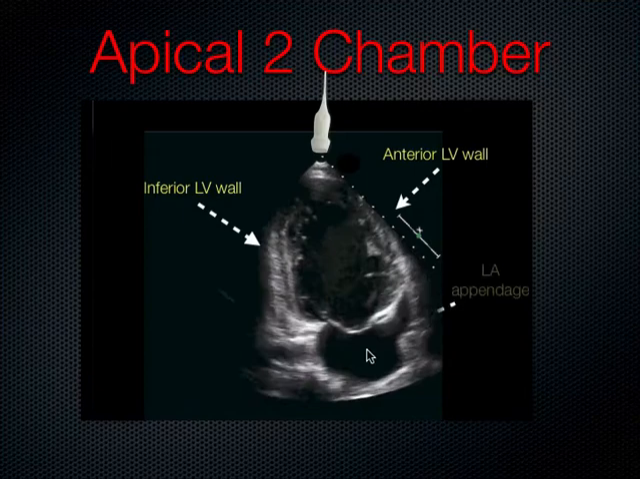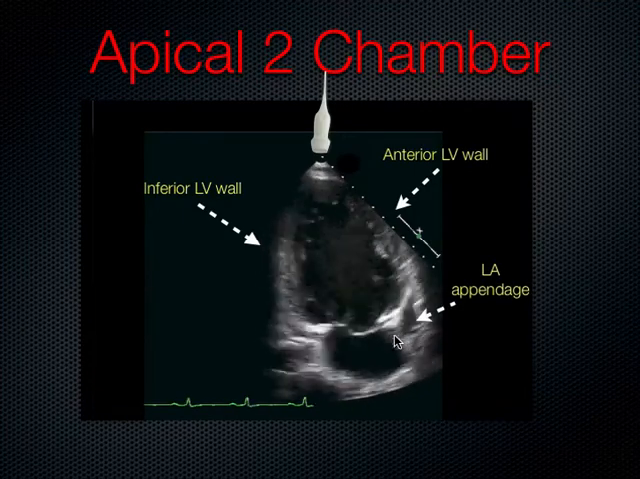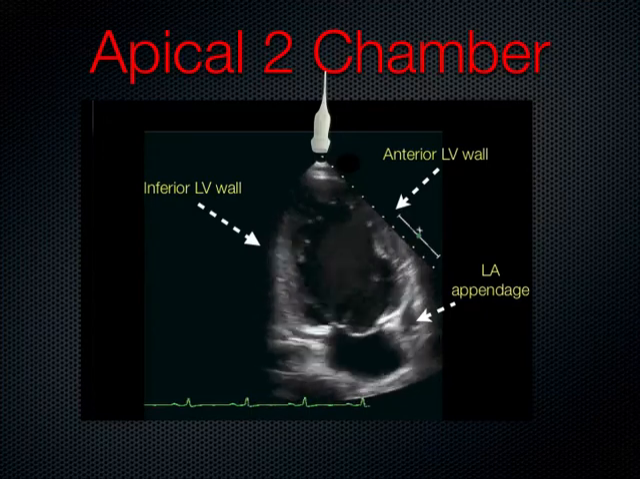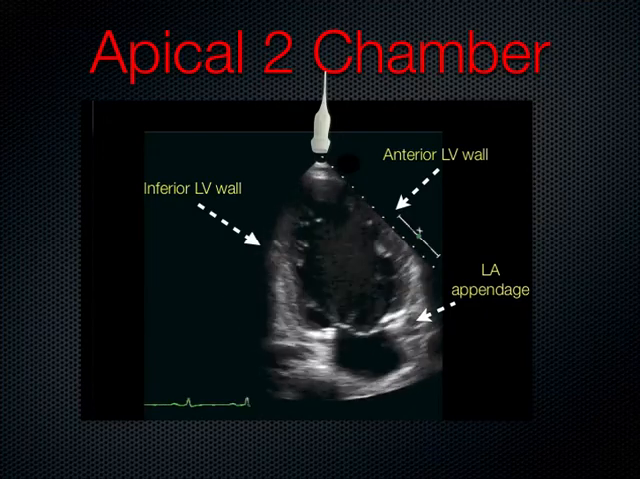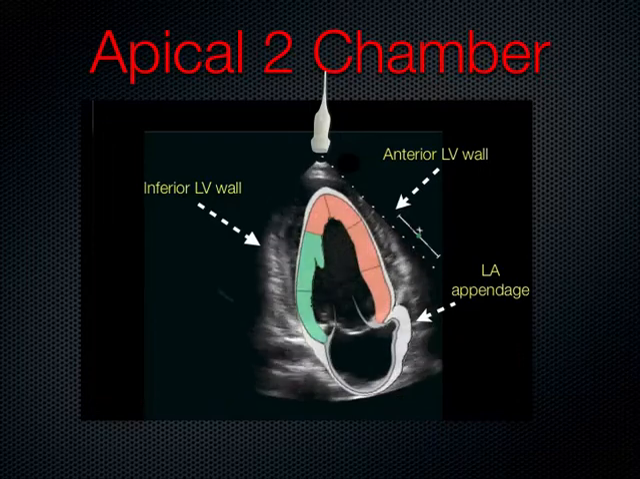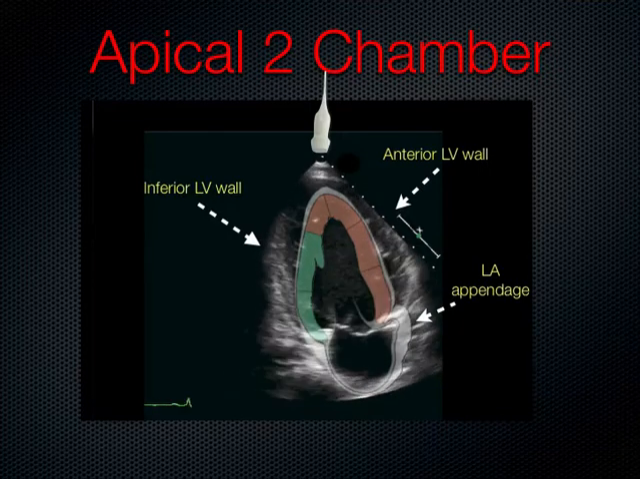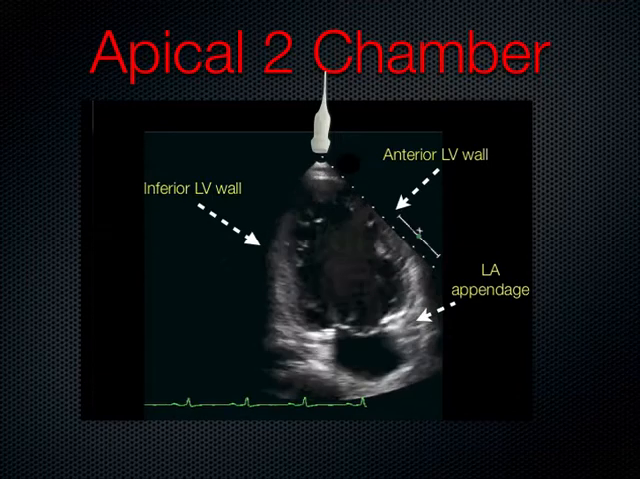We can also see the left atrium, and the left atrial appendage is another thing that we can see on this apical 2-chambered view. So if you just wanted to focus on the left atrium and left ventricle, this would be the view to get. And I know that's a new view we didn't talk about last year, but it's one that comes up more and more when you're looking at contractility.